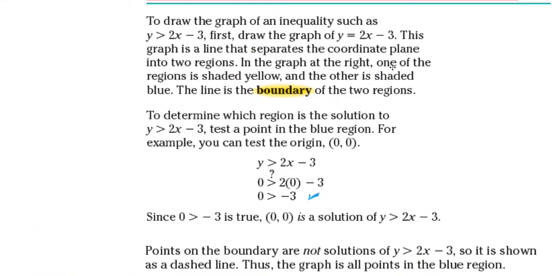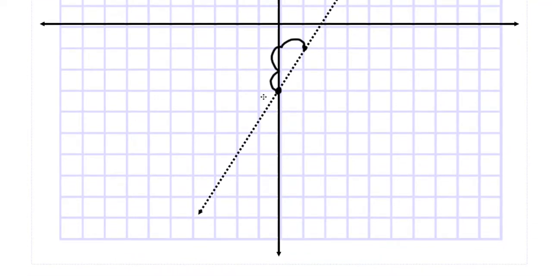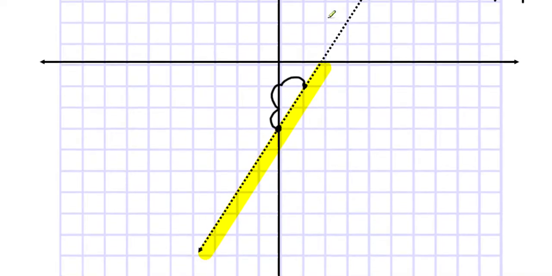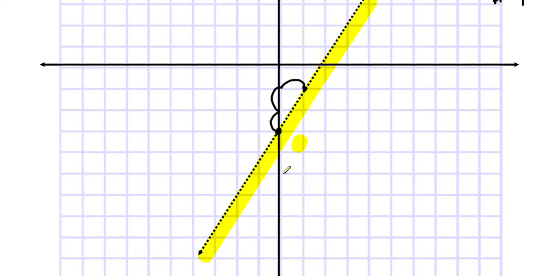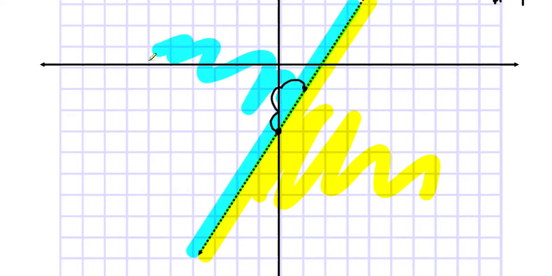So that's the first step. This graph separates the coordinate plane into two regions, two half planes. In the graph, one of the regions is shaded yellow and the other one is shaded blue. So in our graph, this whole side is shaded yellow, right there, and this whole side is shaded blue, right there.